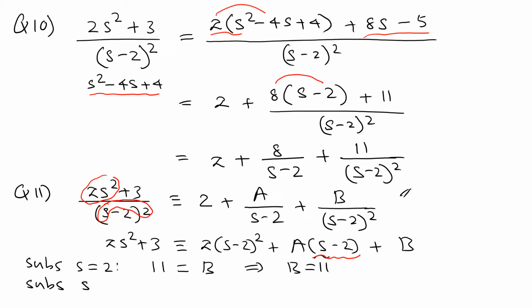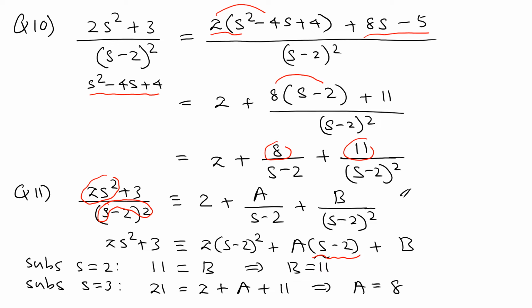Substitute s equal 3. When you substitute s equal 3, what happens? On the left side you get 21, because it is 9 times 2 plus 3, which is 21, and if you plug in 3 you get 2, and then a we don't know, b we already know is 11, so this can give you the value of a. You can see the value of a is 8, and these two values match the two previous values. So that's how you can find it using partial fractions.